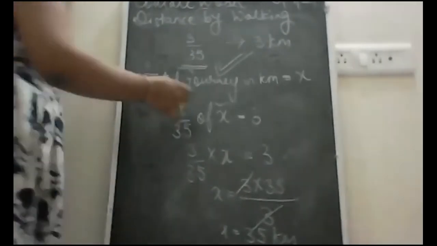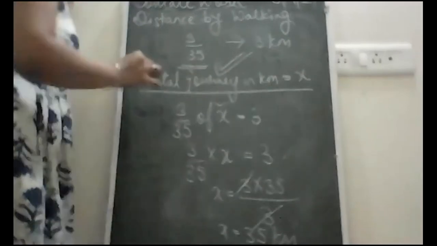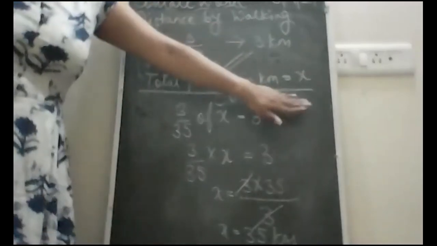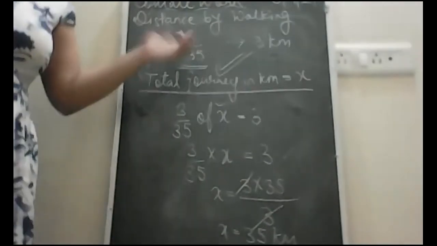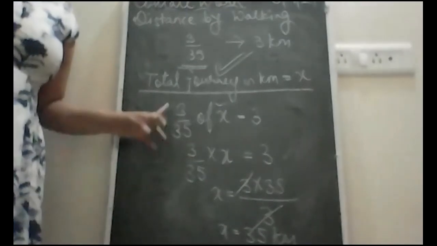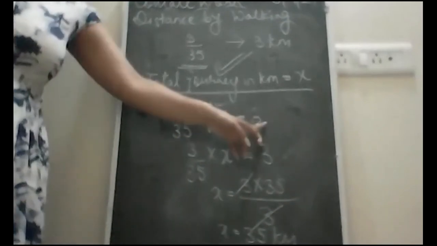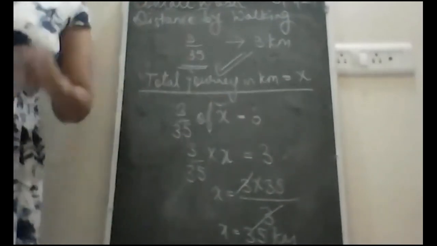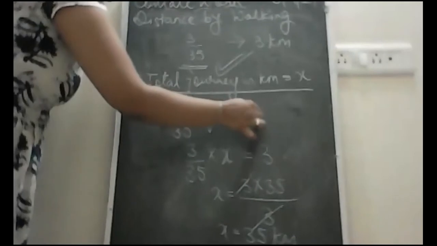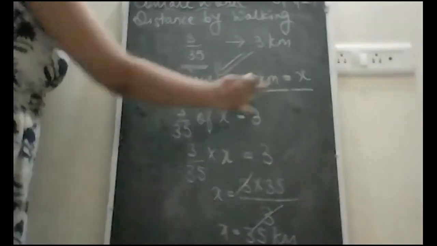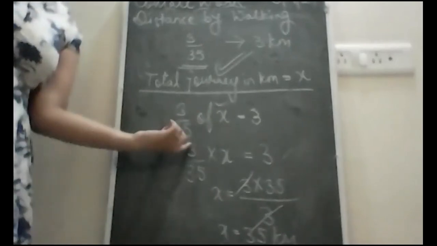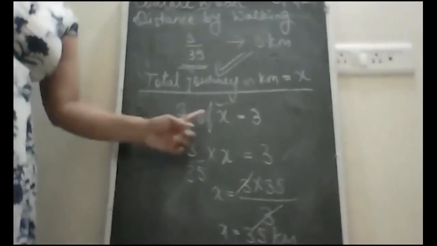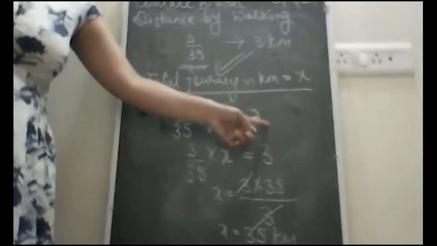So what we have assumed, we have only assumed that x is the total journey which was done. ठीक है, x kilometer is the total journey. So what if this is a normal part of it? So 3 upon 35 is a part of x which is 3 kilometer, which we have taken in the beginning only. So यहाँ पर हमने क्या किया? We have taken x as a total journey. So 3 upon 35 of x, because it's a normal part. So 3 upon 35 of x is equals to 3 kilometer.